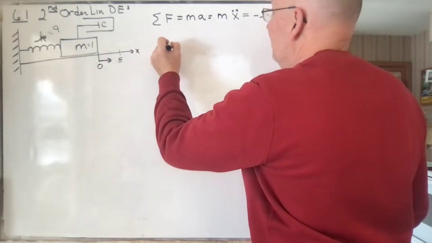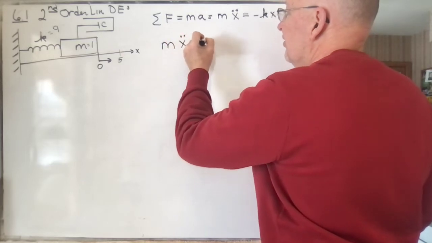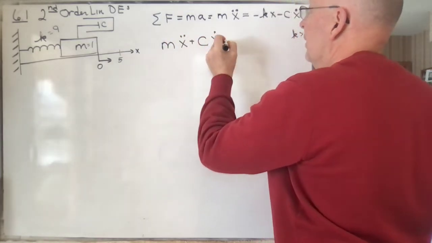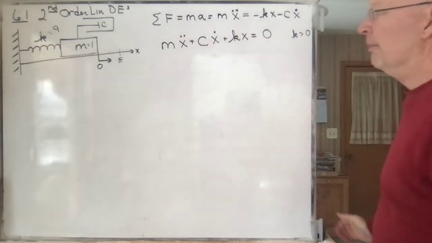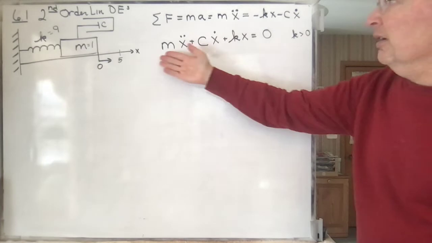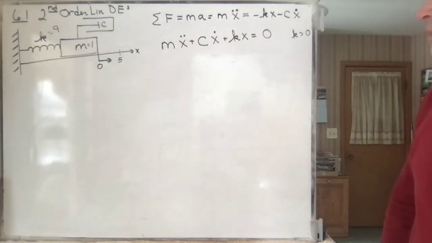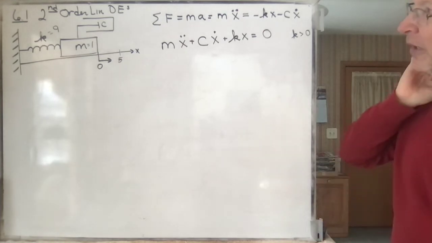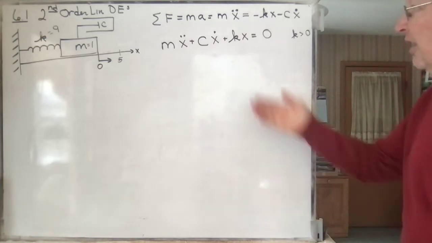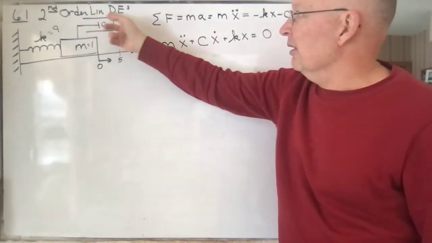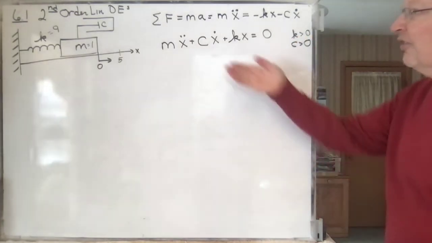So there we go. Let's see what this one looks like. It's going to be m x double prime plus c x prime plus k x is equal to 0. So there's another second order linear differential equation. It's not one that we can do just by inspection the way we did the other one. This one's more complicated, but it is a second order linear DE. And so now we need to learn how to solve this sort of thing.